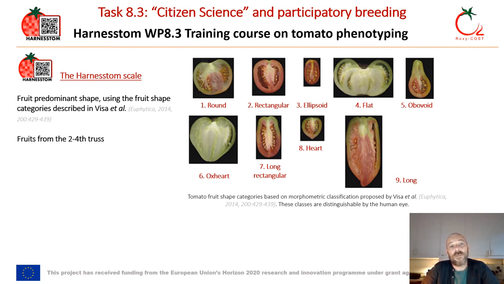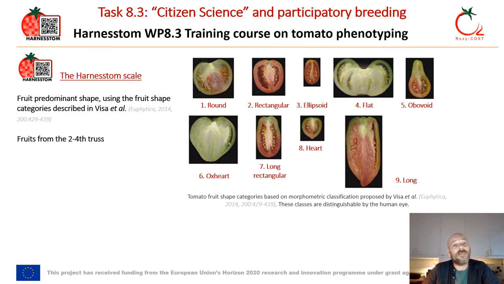Round fruits. These are fruits that have the same width and length. Rectangular fruits. These are narrower fruits that show a more or less constant width along the longitudinal section. The width-length ratio is close to 1. Ellipsoid fruits. These are fruits that show a much higher length than width, and which show a slight narrowing of the width at the top and bottom. We could observe the profile of the fruit as an ellipse.